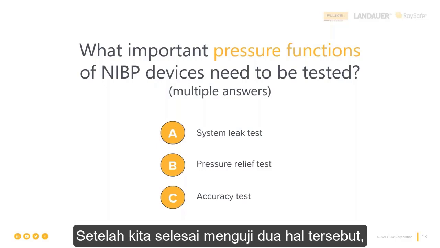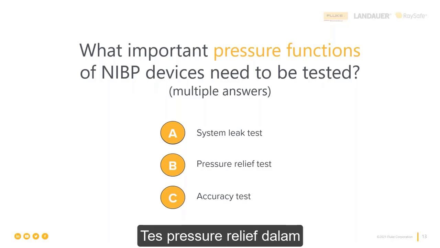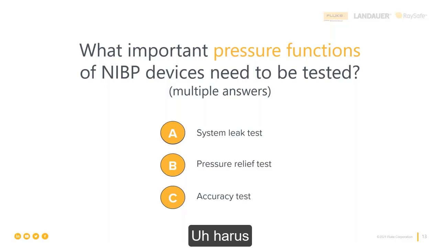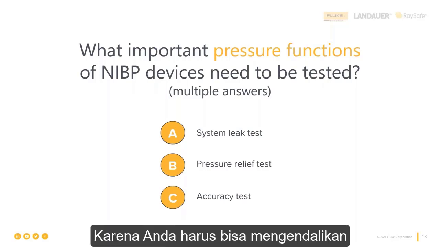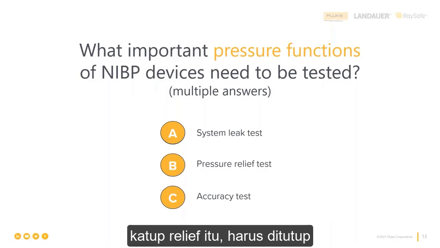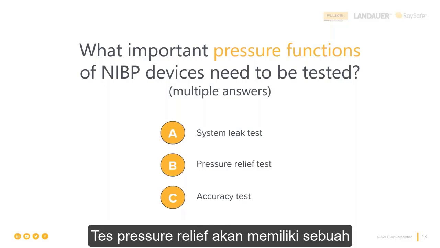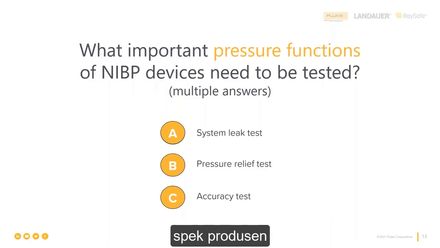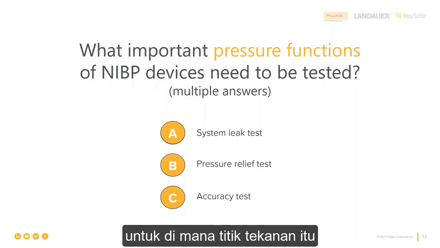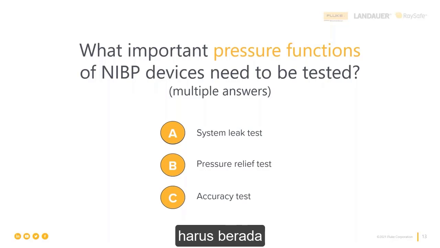Once we're done testing those two things, and by the way, the pressure relief test and the accuracy test have to be done in the service mode for NIBP on the patient monitor, because you have to be able to control the relief valve. It has to be closed in order to pressurize anything. So the pressure relief test will have some pressure at which it trips, and you're going to compare that to the manufacturer's specification for where that trip point should be.